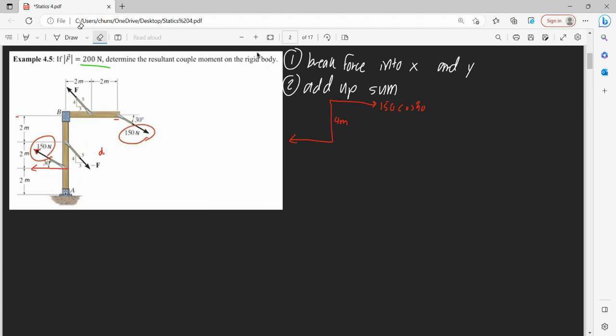Okay, next part for our 150 is our vertical components. So vertical components pointing up, and our vertical component pointing down. And now we want to find the horizontal distance between them, and we know that is 4 as well. So let's illustrate that. So then this is 150 sine 30, and this is a distance of 4 meters.